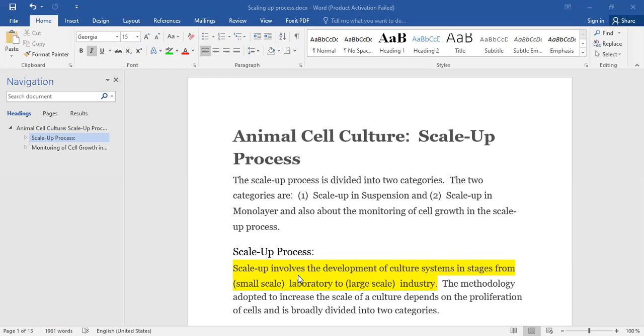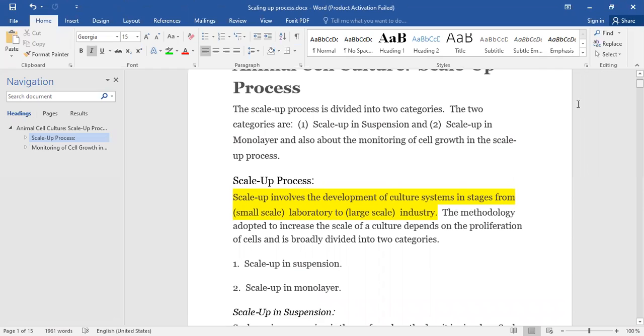This is the definition of the process in which we go through a series of developmental processes by which we increase the number of the cells by going to the large scale industries. Okay, in the methodology, what happens is the increase is conducted for the proliferation, means cell division is conducted in these industrial level instruments. Okay, so the scale up is conducted in two ways.